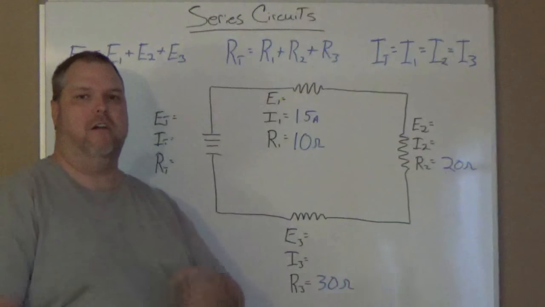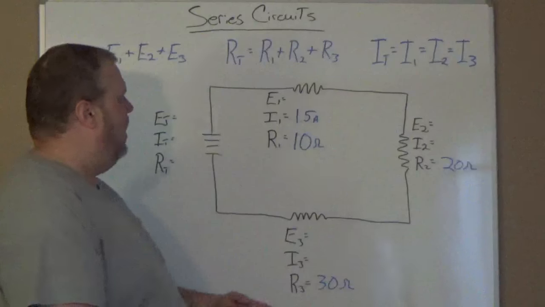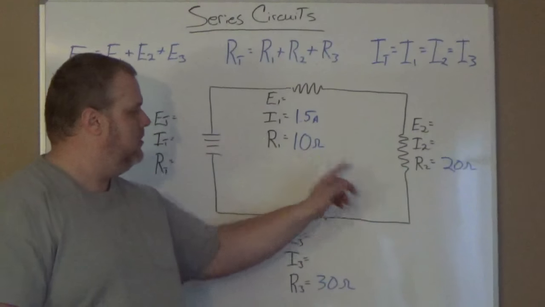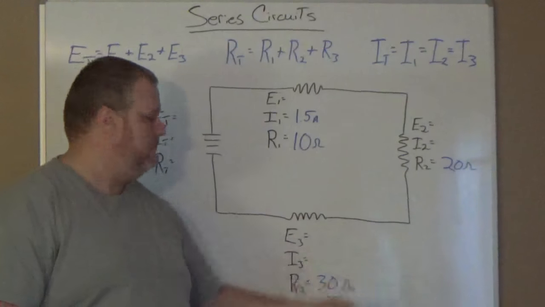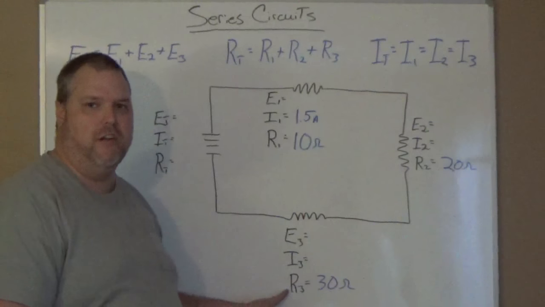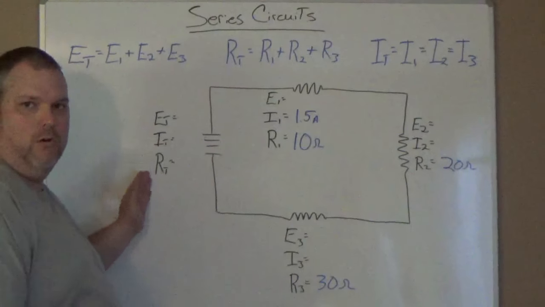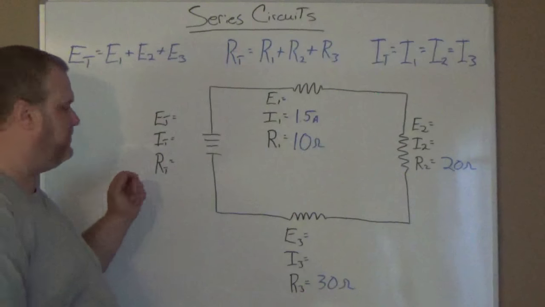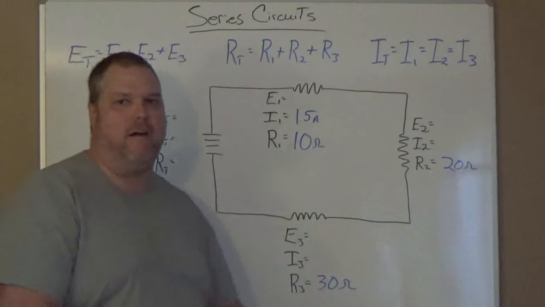I have a basic circuit here. I have three resistors. I know I have resistor number 1 is a 10 ohm, resistor number 2 is a 20 ohm, and resistor number 3 is a 30 ohm. My totals are not found, so we're going to find them together. So let's do the math.